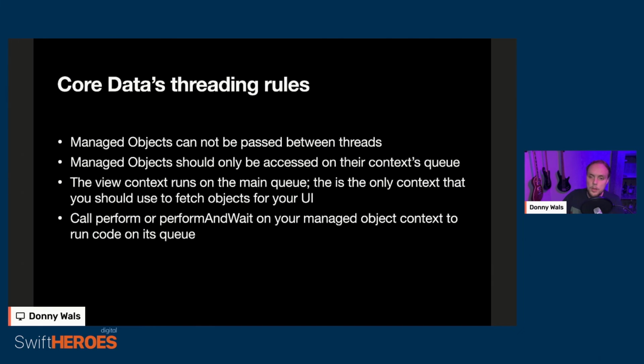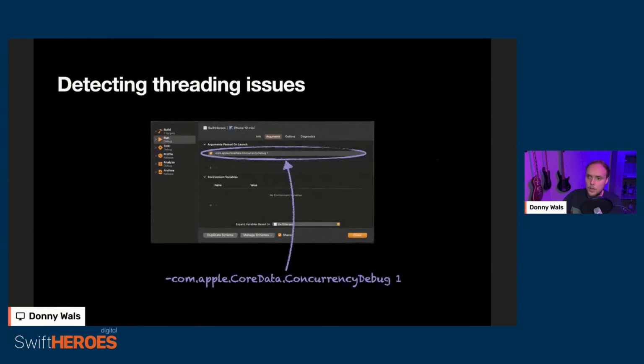To help you debug this, or at least to help you even prevent this completely, you can use a nice debug schema argument. That's com.apple.CoreData.ConcurrencyDebug 1. If you pass this to your app while debugging, Core Data will be very strict on how it asserts its threading rules. And so as soon as you make a mistake, it will crash your app. So this will make sure that you always use perform and wait in the right places when needed.